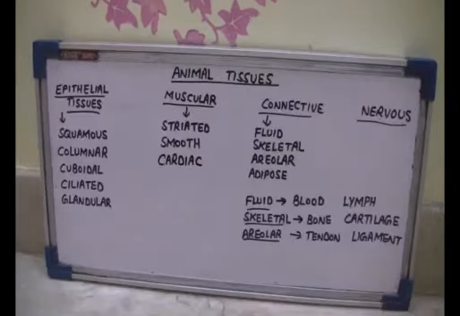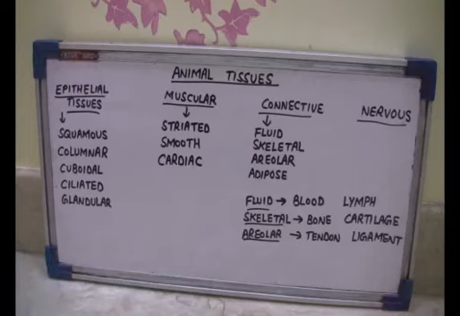Now we are going to start with the animal tissues. How many types of animal tissues are there? There are four types of animal tissues: the epithelial tissue, muscular, connective and the nervous tissues. Now what are epithelial tissues? The epithelial tissue is the covering or the protective tissue in the animal body, and they cover almost most organs and cavities within the body. The skin, the lining of the mouth, the lining of blood vessels, etc., they all are made up of epithelial tissues.